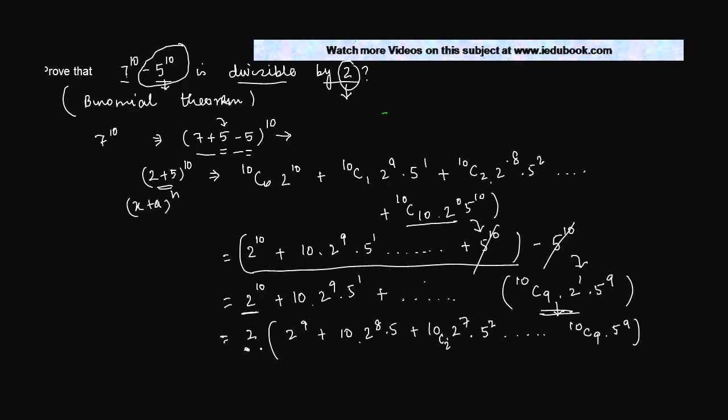Now each of the numbers is a multiple of 2, and therefore 2 is coming out as common. Since 2 is common here, we can always say that this particular number is divisible by 2. So whatever is the outcome here, it is divisible by 2 because 2 is here. The moment you divide it by 2, this 2 will knock off this and you will be left with this. Hence we can say that 7 to the power 10 minus 5 to the power 10 is always divisible by 2.